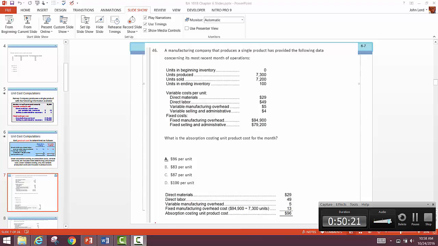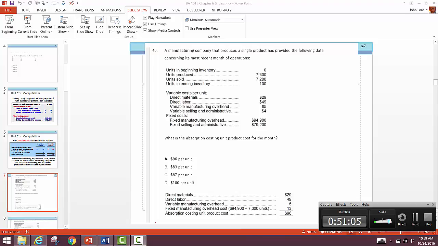Okay. And then it's the 7,200 units that I sold times the cost of goods sold. We're doing absorption first. So that's going to be what? $96 times the 7,200 units I sold. That's 691,200. Good. That gives me a gross profit of $223,200. Okay, good.